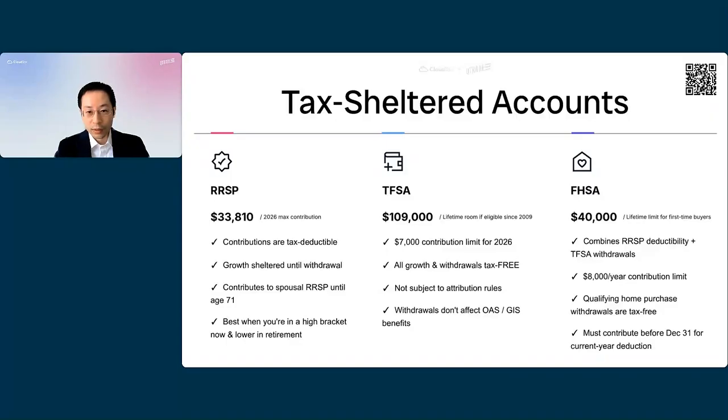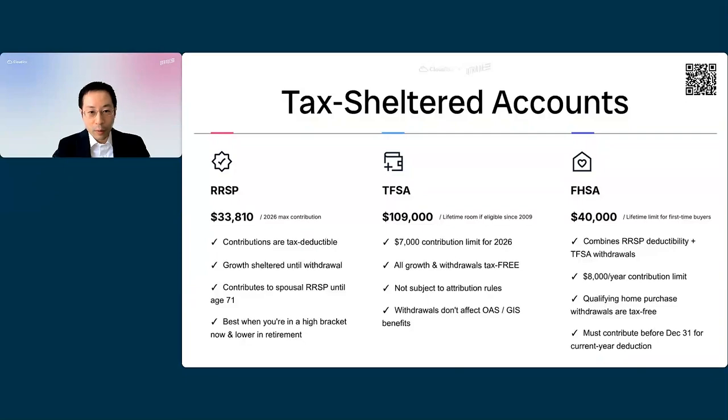And also this First Home Savings Account is not to be confused with the Home Buyers' Plan. The other one is more associated with the RSP. With that one, you can buy a home and there's a $60K limit. It has to be repaid back to the account. But this one is not to be confused with that one. This is a different threshold.